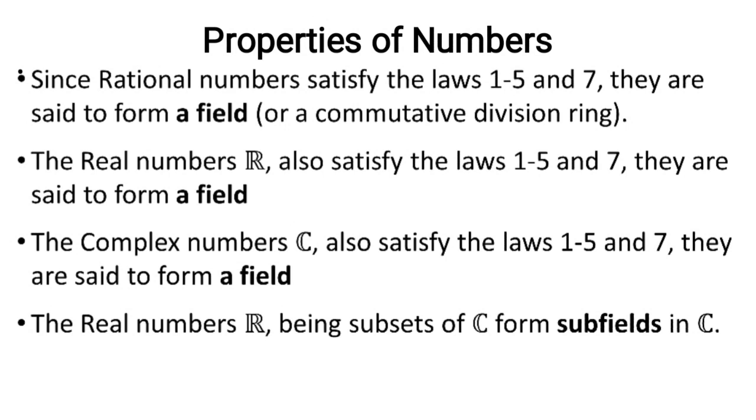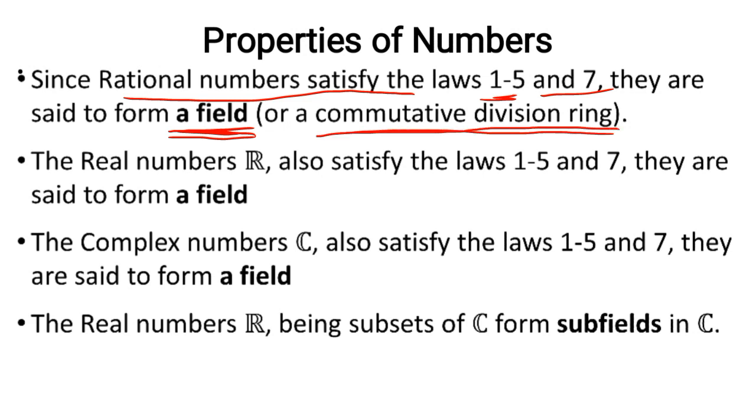Okay, so since rational numbers satisfy identities 1 to 5 and 7, they are called fields. So it's called a field, or a commutative division ring. So what is a commutative division ring? You're referring to a rational number that satisfies the first 5 identities and the 7th identity where we talked about the inverse. Is that not so? Now, real numbers also satisfy identities 1 to 5 and 7, and they are called fields too.